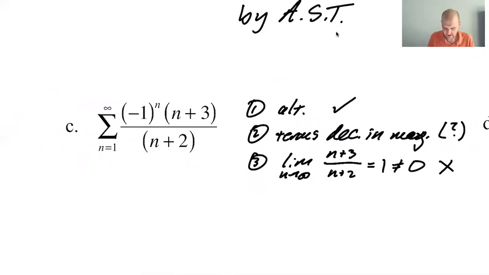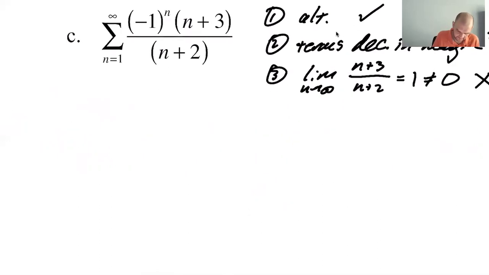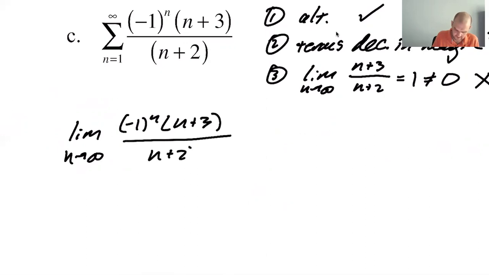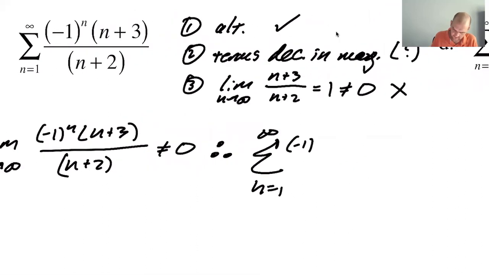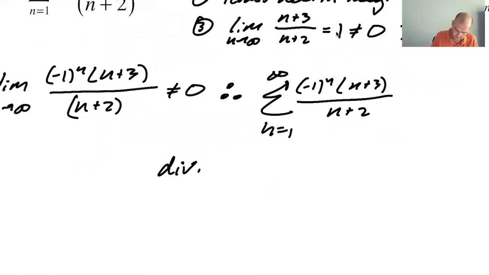So I'm just going to say that the limit as n approaches infinity of the -1 part, I'm using the nth term test for divergence, basically, does not equal 0. Therefore, the sum from 1 to infinity of -1 to the n times n plus 3 over n plus 2 diverges by the nth term test.